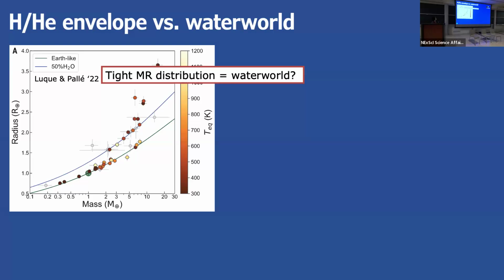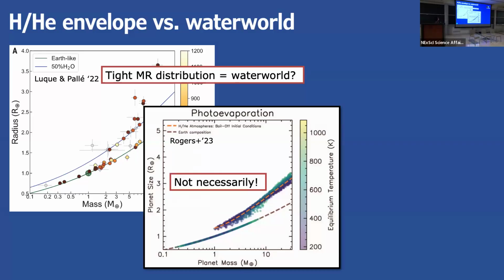So in fact, they were really arguing that this tight mass-radius relation would be more natural to be considered as water worlds, except actually it turns out if you use physically correct initial conditions, you can get the exact same tight relation just with a hydrogen-helium envelope. So there still remains degeneracy. If you just have radius, mass, and period, this degeneracy has been known for a while.